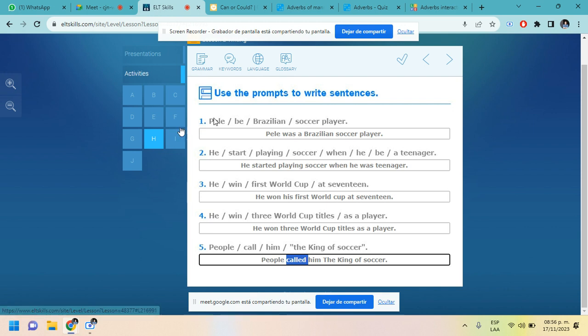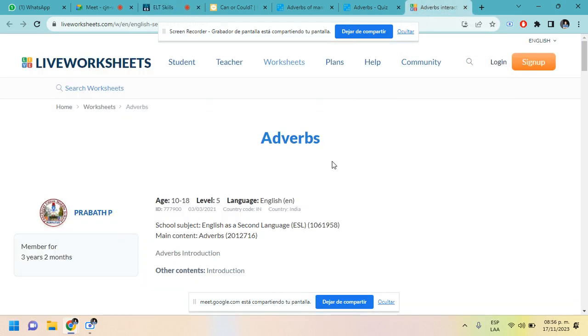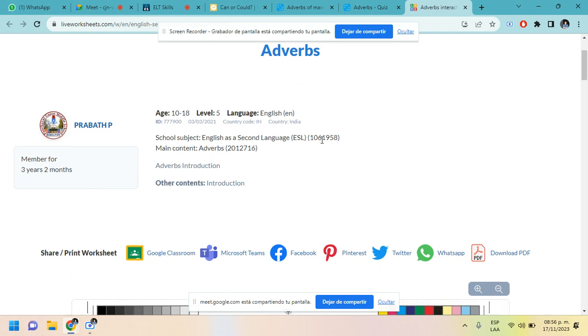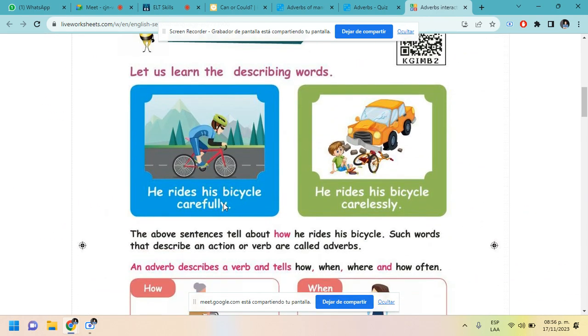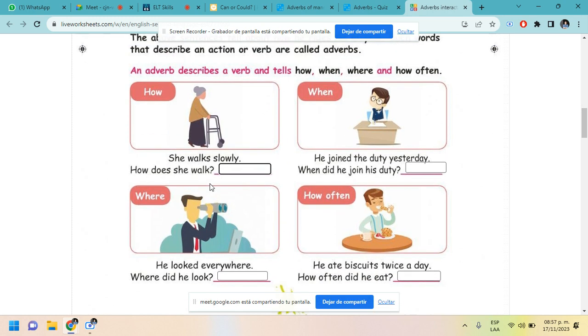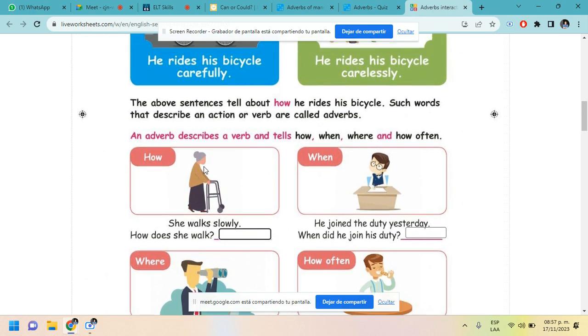Okay, my friends, to practice more the adverbs, I'm going to send you this link. Te voy a enviar este link. Es un poquito más extenso para que practiques adverbios. ¿Ya? Como te dije, los adverbios se parecen mucho a los adjetivos, pero dicen de cómo se hacen las cosas. How. He rides his bicycle carefully. He rides his bicycle carelessly. Descuidadamente. Cuidadosamente. You see? For example, she walks slowly, ¿no? My grandma walks slowly. How does she walk? ¿Cómo camina? Slowly. She walks slowly.